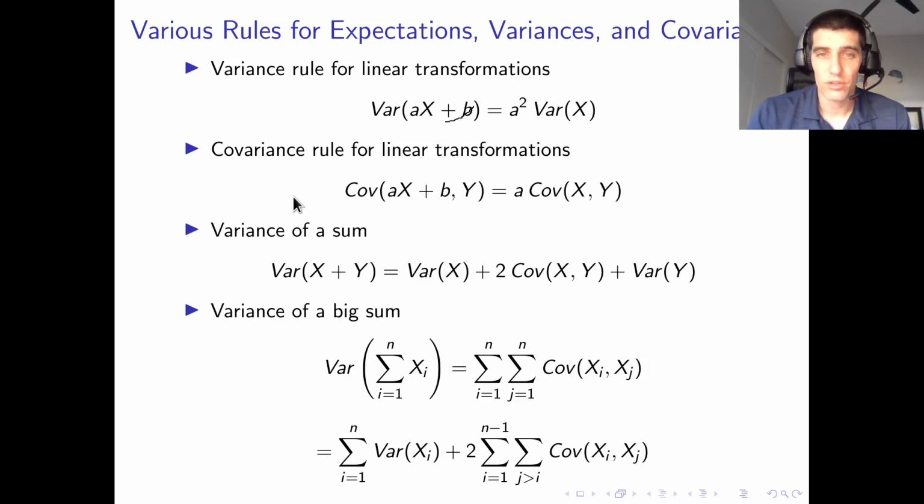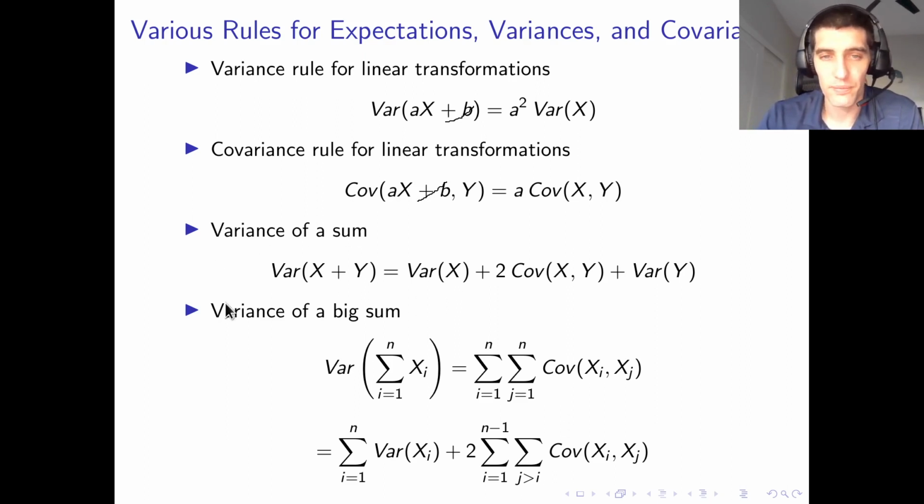The covariance rule for linear transformations is very similar. If you have ax plus b in only one argument, what happens is instead of pulling out and squaring, you pull out just the a. So the b again is negligible, and you can pull out the a times the covariance of x and y. And this one I'm not going to justify. You can look at the definition; it follows very easily.